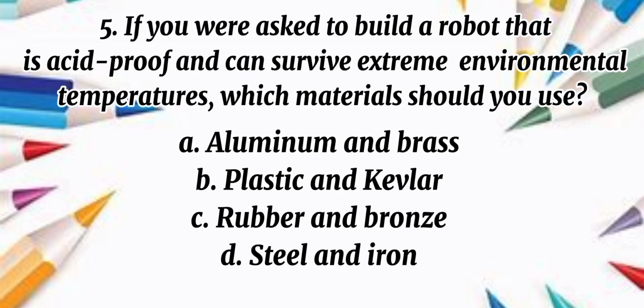Number 5. If you were asked to build a robot that is acid-proof and can survive extreme environmental temperatures, which material should you use? A. Aluminum and brass, B. Plastic and Kevlar, C. Rubber and bronze, or D. Steel and iron?